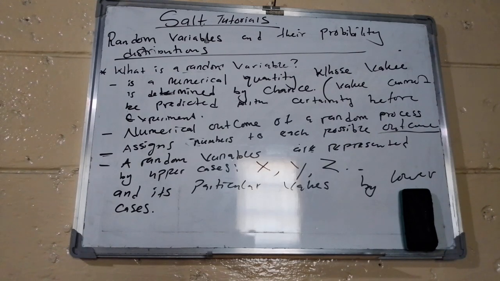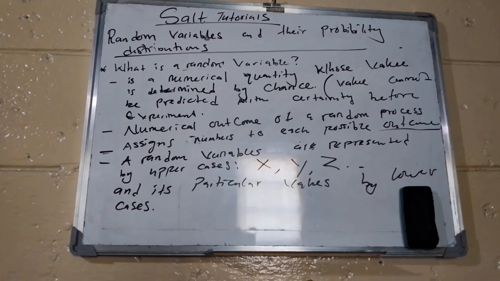So once you understand that, a random variable is represented by uppercase letters X, Y, Z. Never represent a random variable by a small letter. Small letters just represent the values which are assigned to the random variable, but the random variable itself should take capital letters.